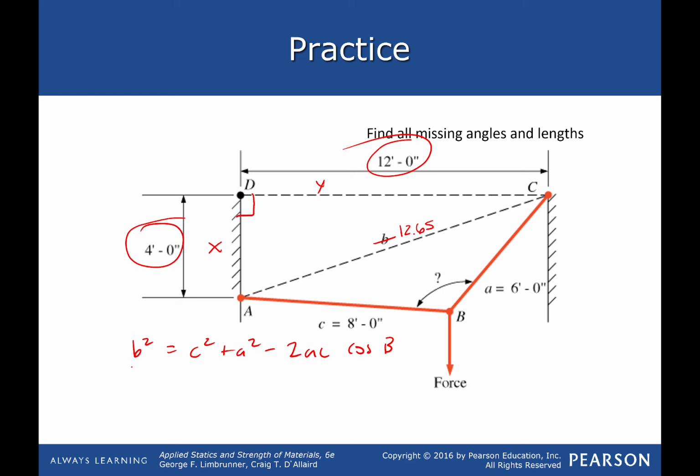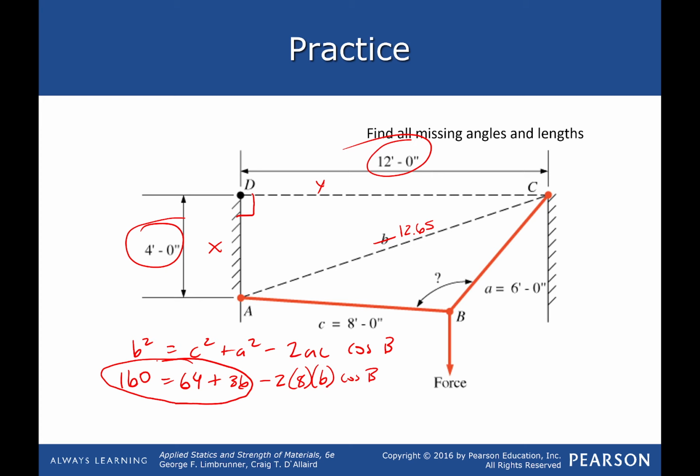That comes out to be exactly 160. I should have known that because I was literally a second ago. Equals c squared, which is 64, plus a squared, which is 36, minus 2 times 8 times 6 cosine of b, which I do not know. And so I'm going to plug in all of this into my calculator first.